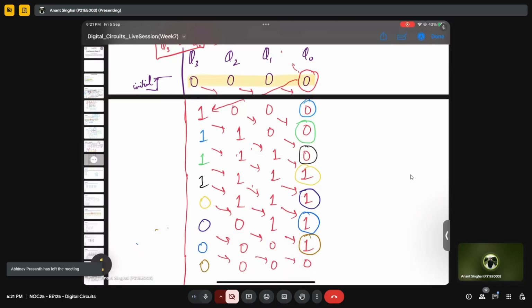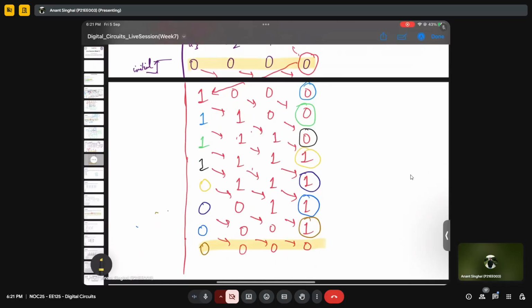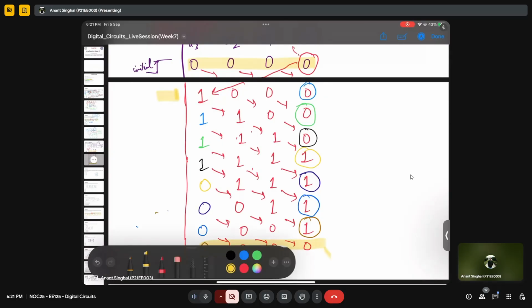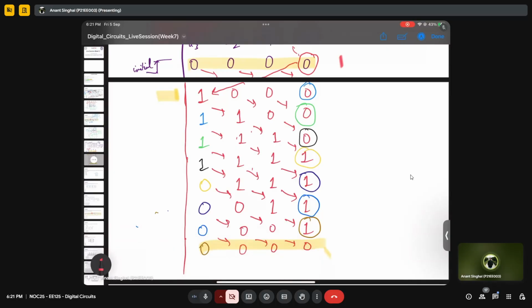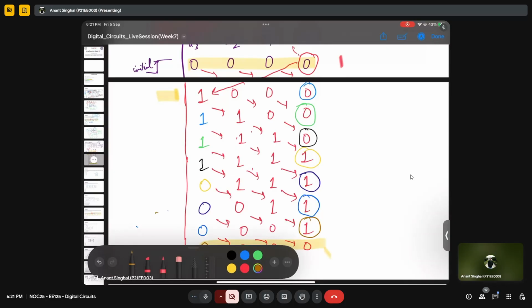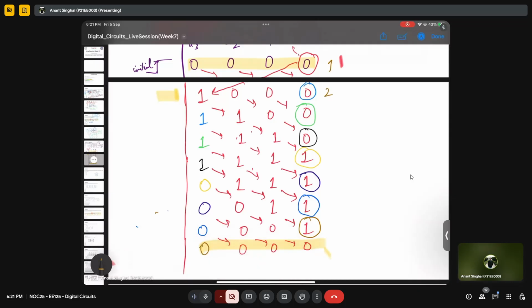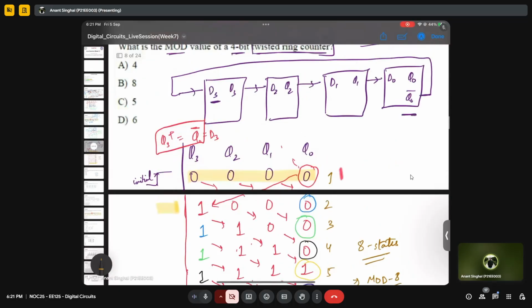So this was the initial state, and we have reached back to this state. So these are the total states that this counter will have. If I do the calculations again, this state will come again, right? So the total number of states you can even count: this is one state, two, three, four, five, six, seven, eight. So it has a total of 8 states. So this is nothing but a mod 8 counter, which is option B.